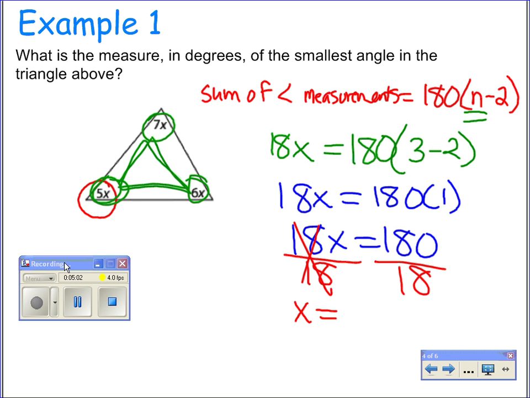180 divided by 18 is 10. So we know that x is 10, so that's x, but we have not answered the question yet. The question is, what is the measure in degrees of the smallest angle in the triangle above?